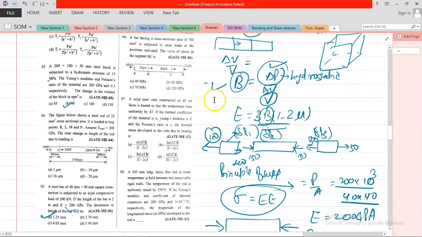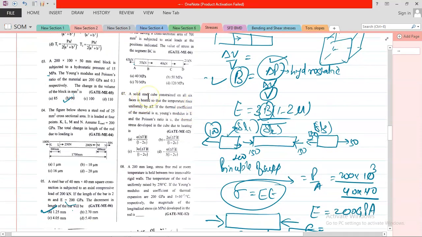In the next question, it is given a solid steel cube constrained on all sides. The temperature rises by delta T. Everything is given. We need the stress developed in the heating. I just discussed it in the 1 mark question. So first of all, delta V by V is equal to 3 alpha delta T.